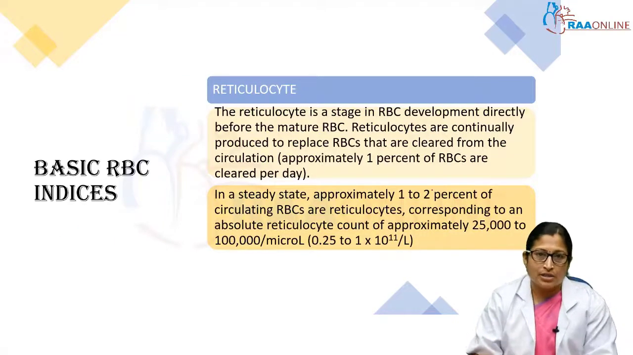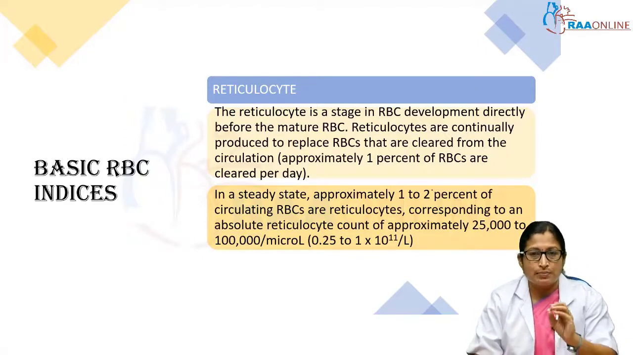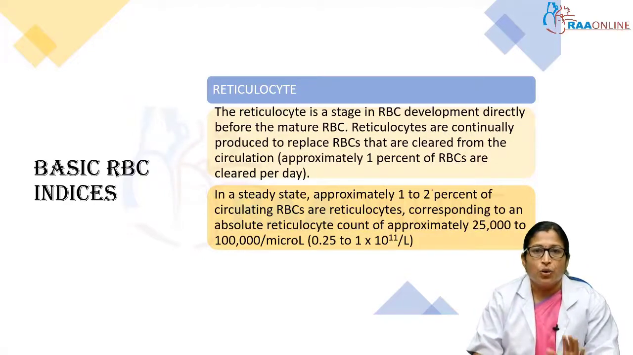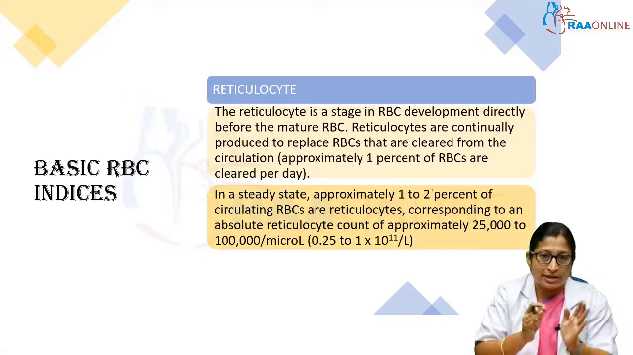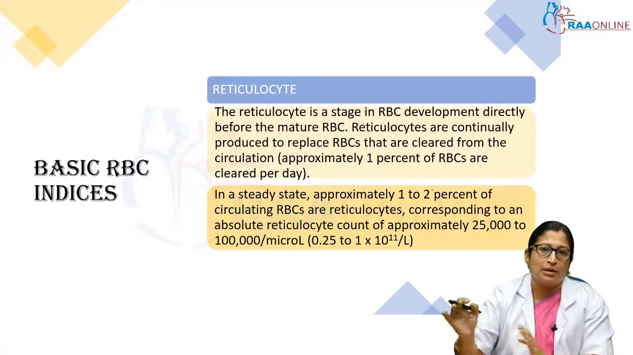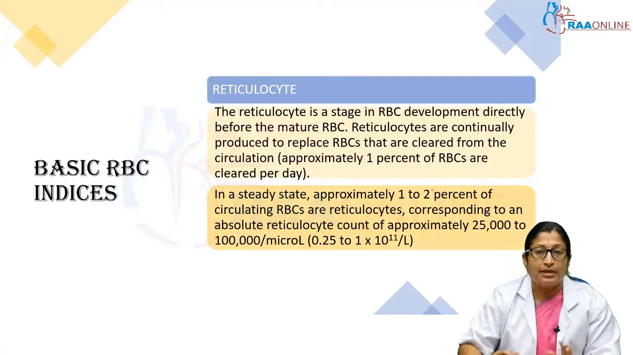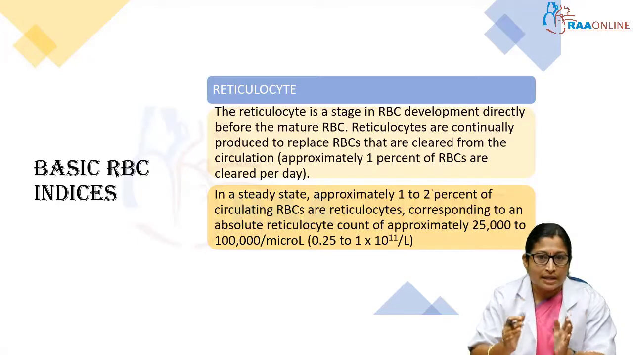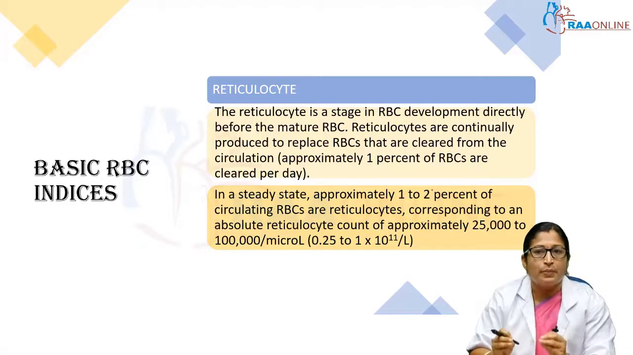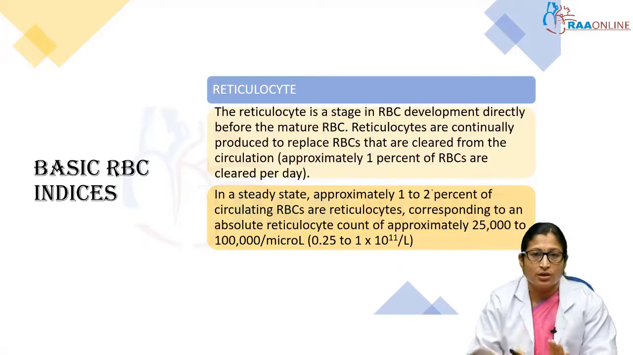And now about reticulocyte. This is very important to understand, so we'll spend some time over here. What is the reticulocyte? The reticulocyte is a stage of RBC development directly before the mature RBC. So the next step of the reticulocyte is a mature RBC in the peripheral blood. These reticulocytes are produced and replace the senescent RBCs which are being cleared from the circulation every day. Approximately 1% of RBCs are cleared every day. So the reticulocyte count is around 0.5 to 1 to 1.5%.